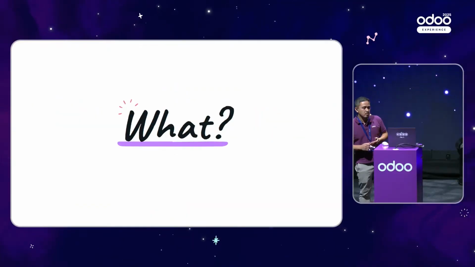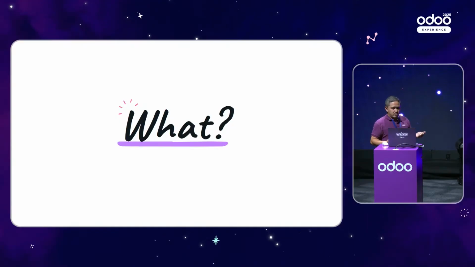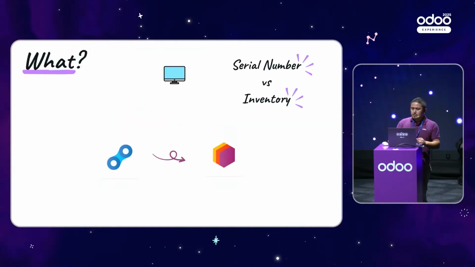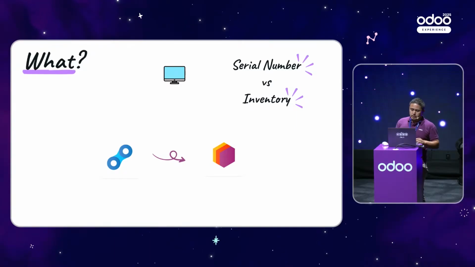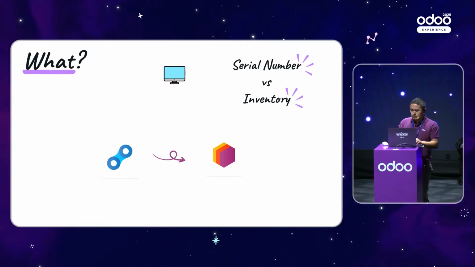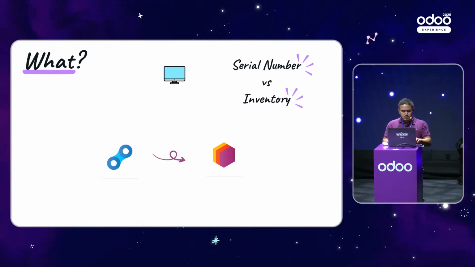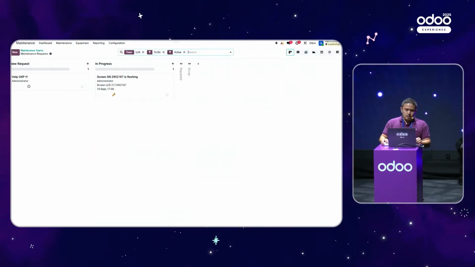Then another important question is what is happening with given equipment? Again, I can use inventory to help me answer this question. And the field here that can make a big difference is the serial number. Let me show you here.